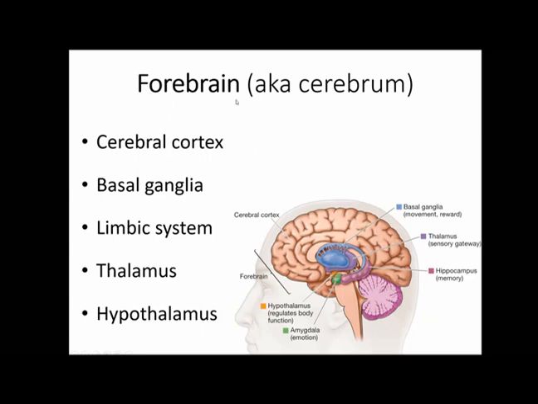So our forebrain is sometimes called the cerebrum, and it's made up of a bunch of cortexes or cortices. We have our cerebral cortex, which is going to be this outer area sort of at the top, as well as some of these other bits kind of towards the middle, but still not part of the midbrain. So we'll talk about the basal ganglia, our limbic system, the thalamus, and the hypothalamus.